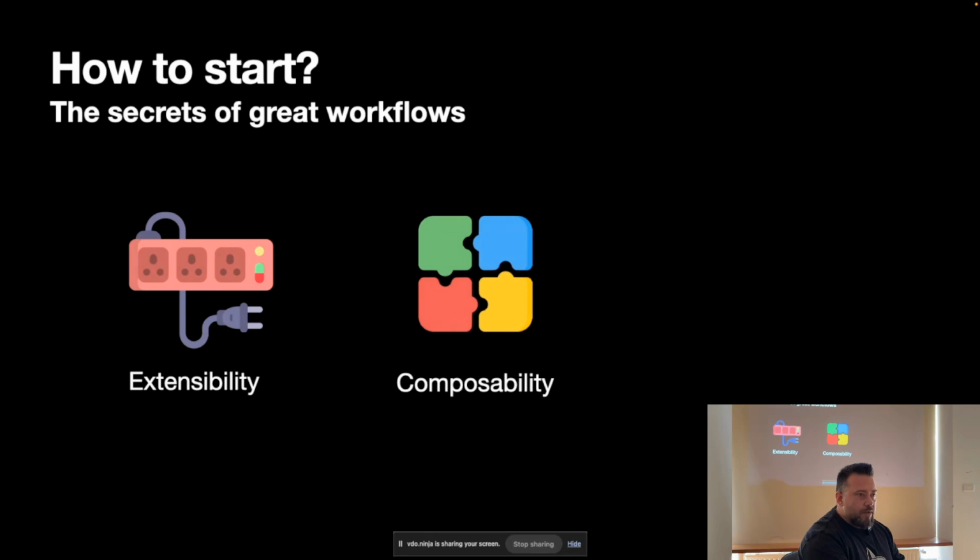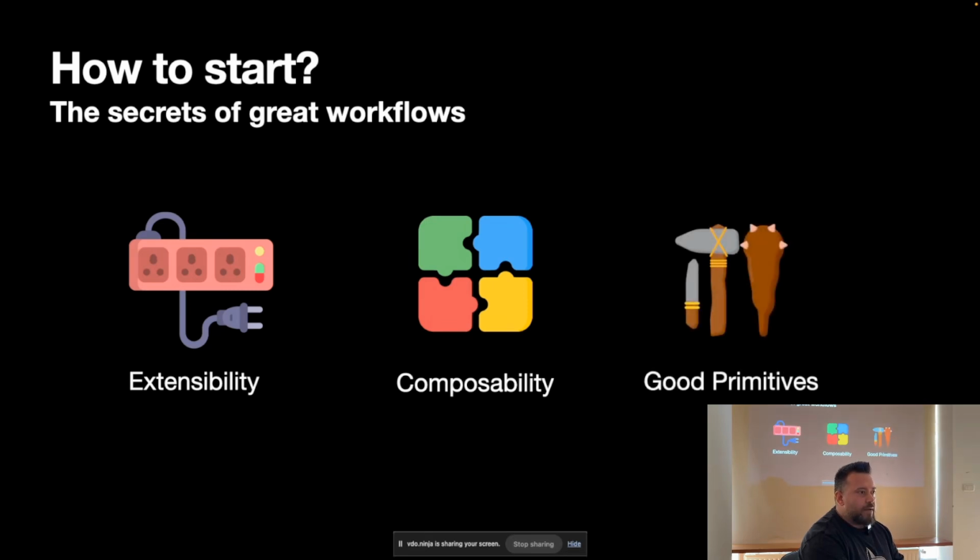Then you need composability, smaller systems that easily talk to each other. Like if you have a shell utility, you can pipe its output into the input of another one and so forth easily. And then you need to build on good primitives.